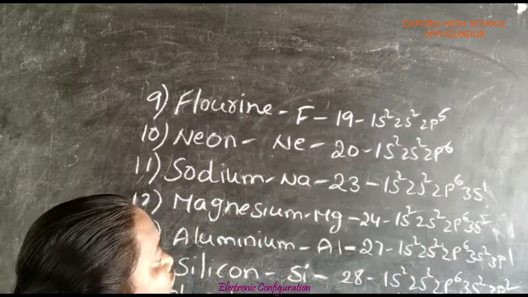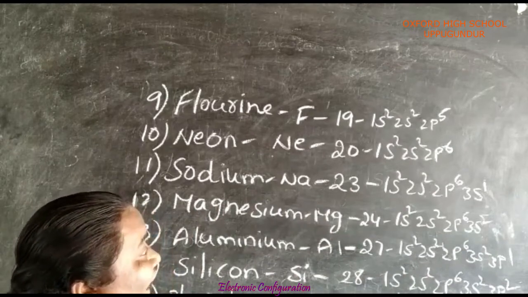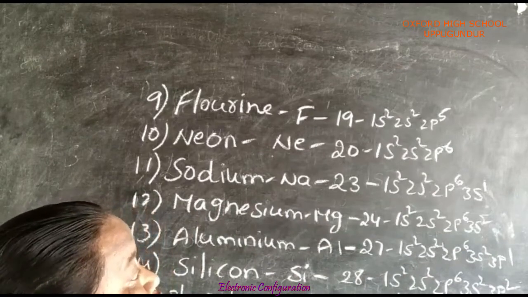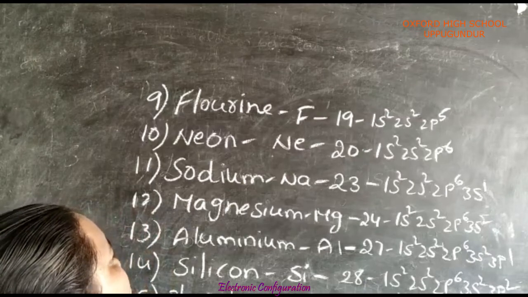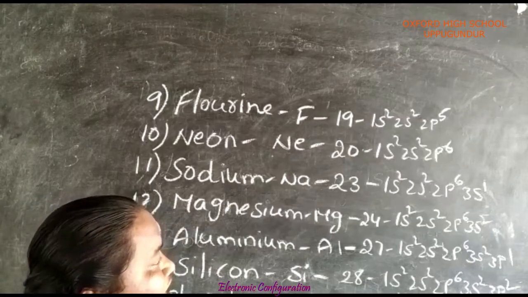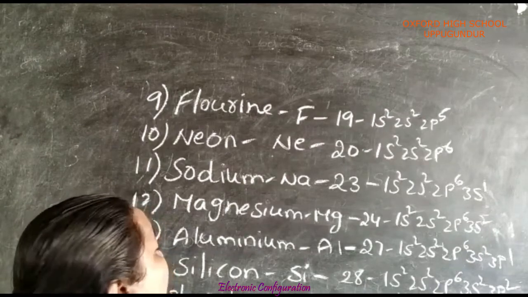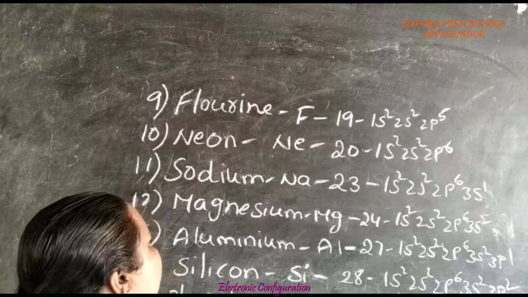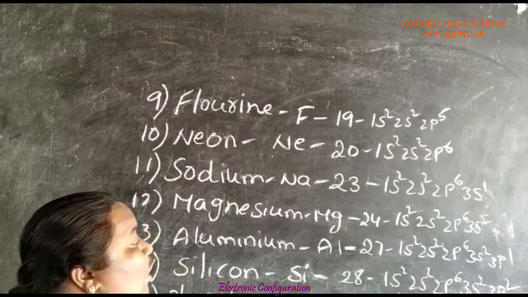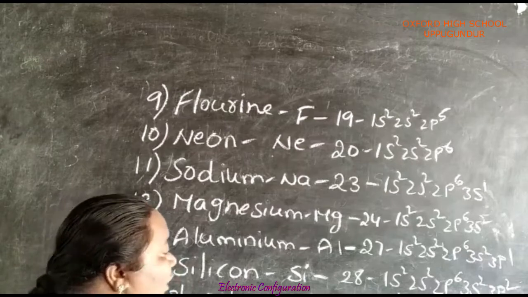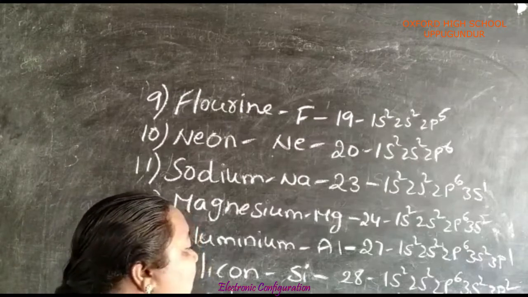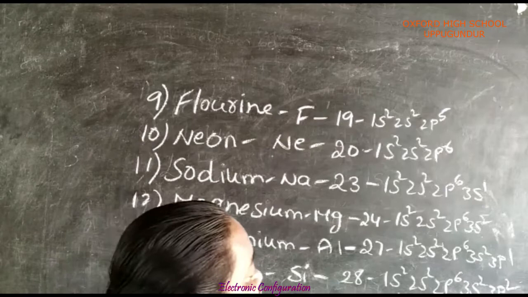See, for fluorine the symbol is F and the atomic weight is 19: 1s2, 2s2, 2p5. For neon, Ne 20: 1s2, 2s2, 2p6. For sodium, Na 23: 1s2, 2s2, 2p6, 3s1. Magnesium, Mg. Aluminium, Al. Silicon, Si. Phosphorus, P. And the electronic configuration is also the same.